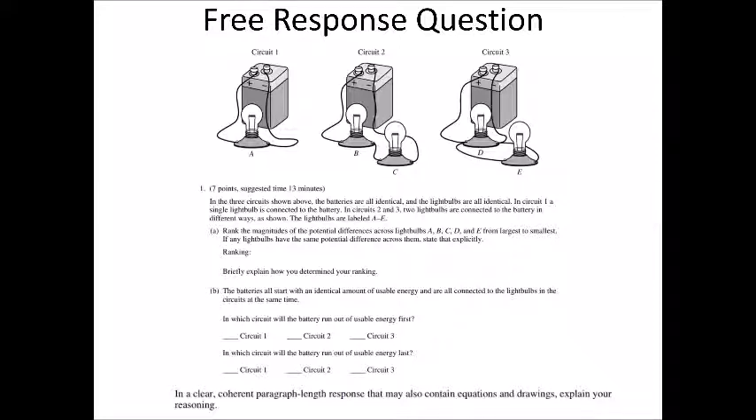Part A, rank the magnitudes of the potential differences across light bulbs A, B, C, D, and E from largest to smallest. If any light bulbs have the same potential difference across them, state that explicitly. Briefly explain how you determined your ranking.